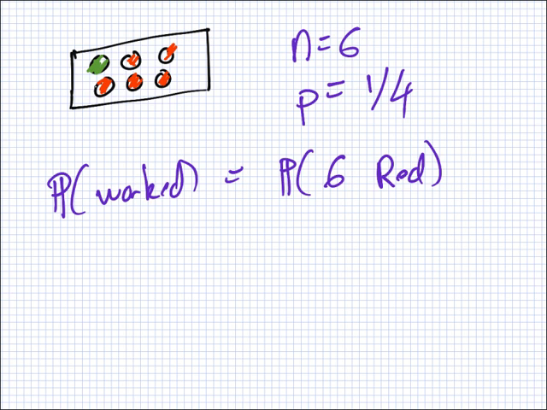Okay, so take out your calculator and give me the probability of getting a success by having 6 red results here. And remember, the 1 in 4 is for getting a green. Are we supposed to use the formula? Yes.